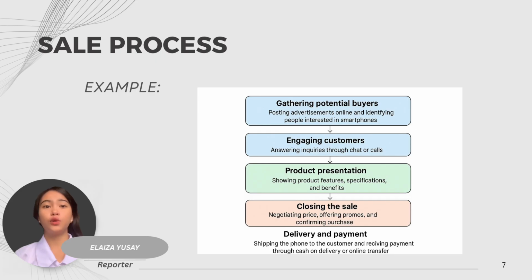So in conclusion, the workflow of the processed product focuses on how the product itself is made or operated. And the sale process focuses kung paano ma-sell and deliver ang product sa customer.